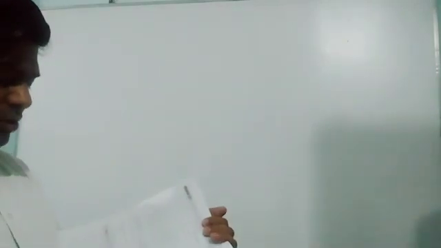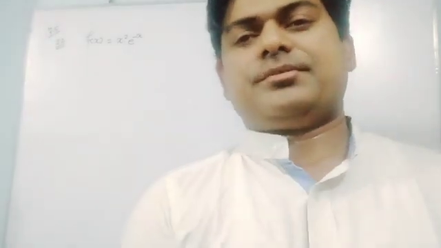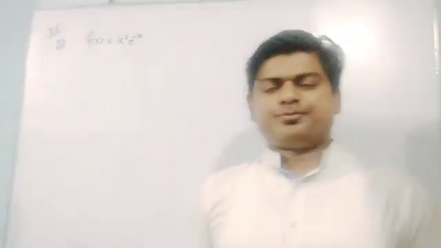Question number 22 of exercise 7.5: one function is given in front of you, f(x) is equal to x square e to the power minus x. The question is to find the interval in which the given function is increasing. So what should I do?